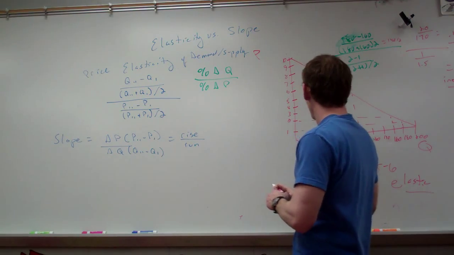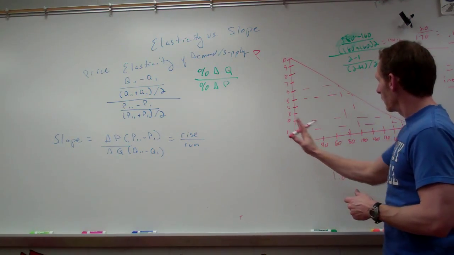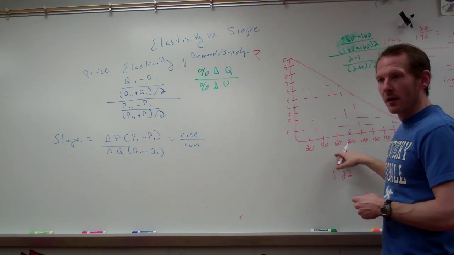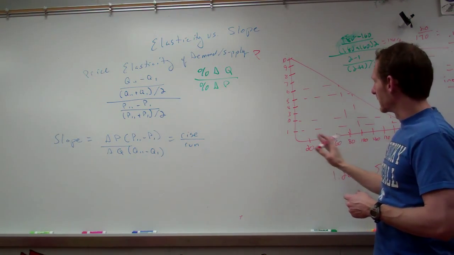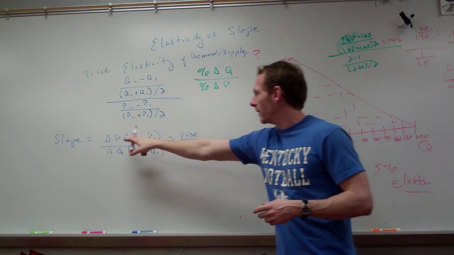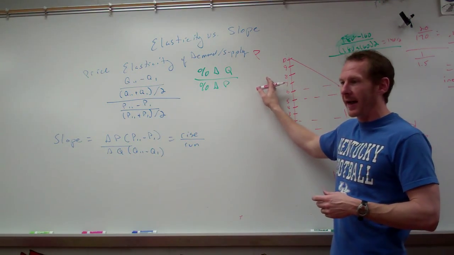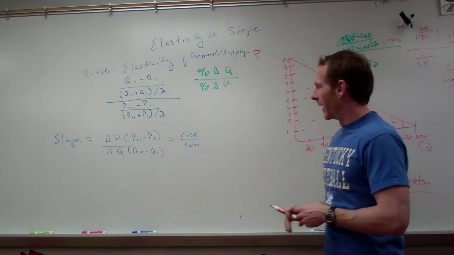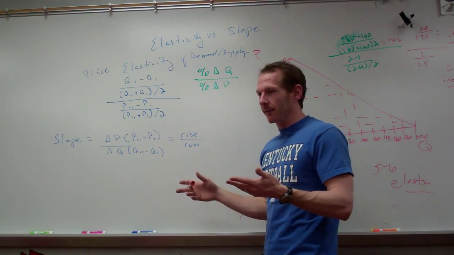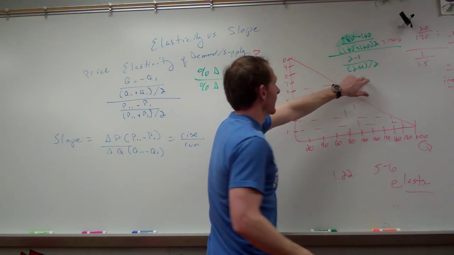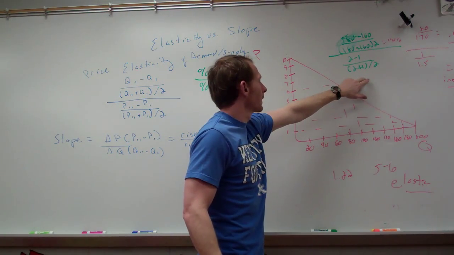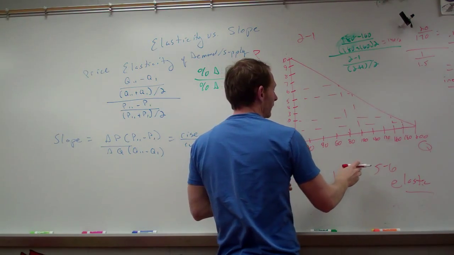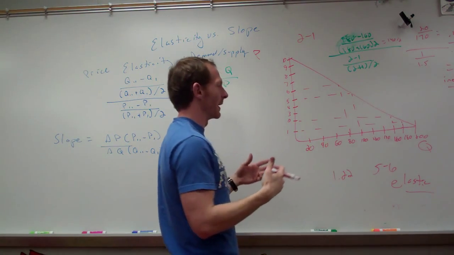So essentially, rise is up the y-axis and run is on the x-axis. So a change in p, or a change in the y-axis, over a change in q, or a change in the x-axis, right? And a change in just means subtracting. So we can do this same thing here. So this is between $2 and $1, right? And then between 5 and 6, we'll see what happens.